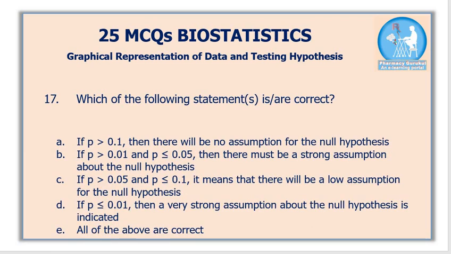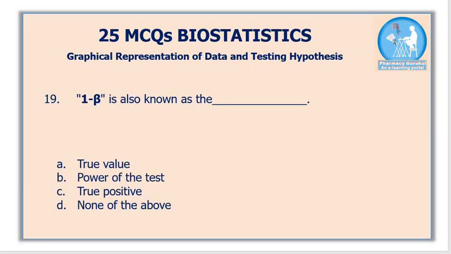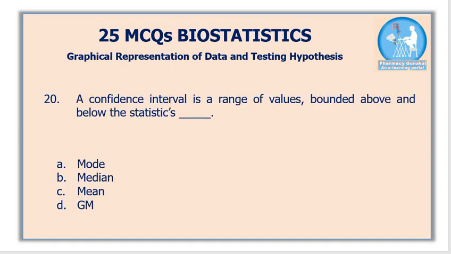Question number 17. Which of the following statements are correct? And the correct answer is option E. All of the above are correct. Question number 18. Which of the following statements are correct? And the correct answer is option D. 19th question. 1 minus beta is also known as the, and the correct answer is option C. True positive.